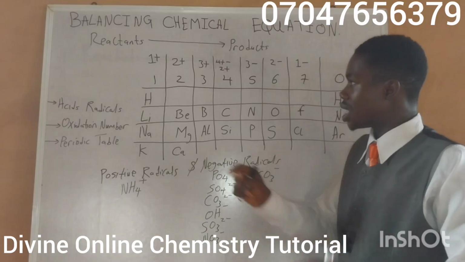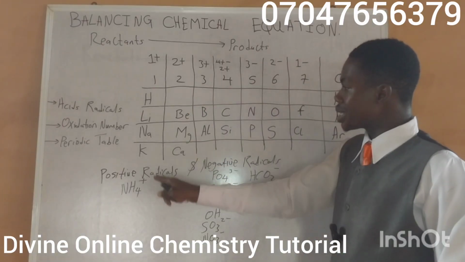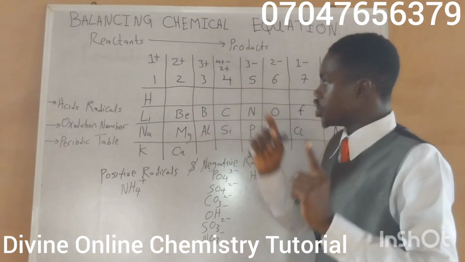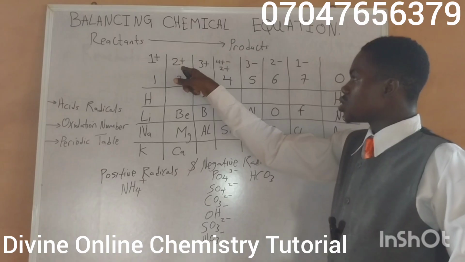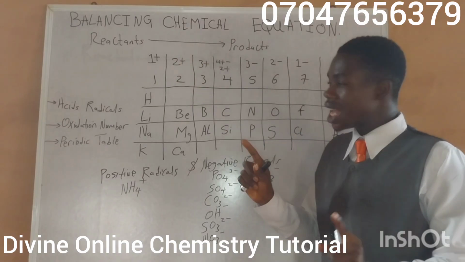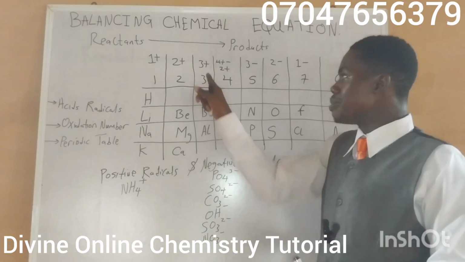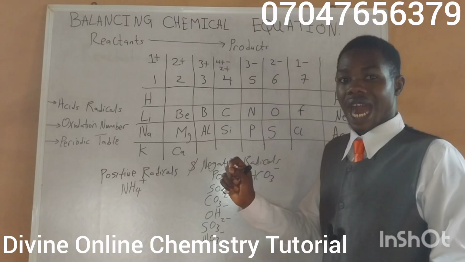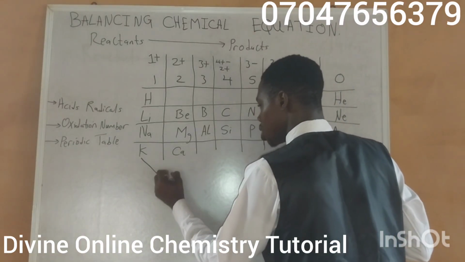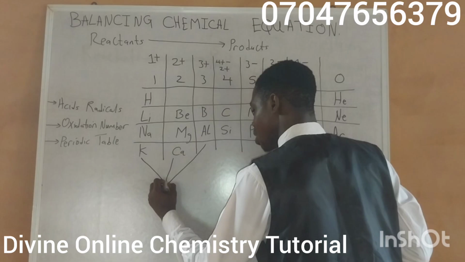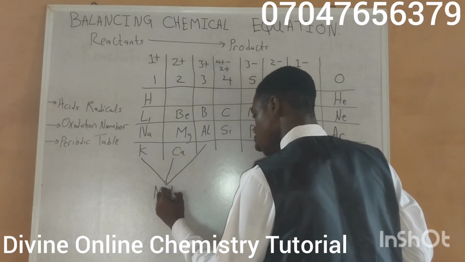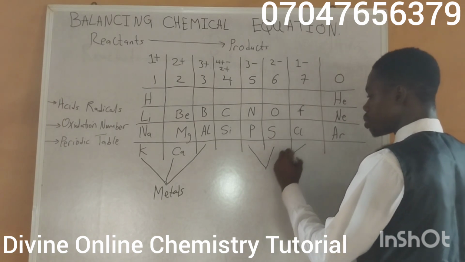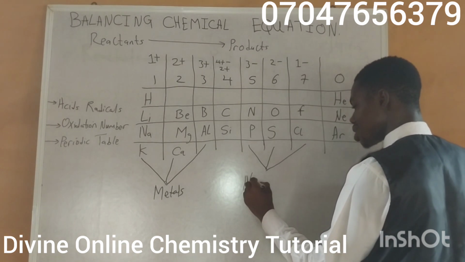But please also take note of this. Please take note that the oxidation number of group 1 elements is 1 plus, because they have 1 electron in their atomic shell. So please take note of this. Now, what about group 2? The oxidation number of group 2 is 2 plus, because they have 2 electrons in their atomic shell. Same as group 3. And please take note that all elements in group 1, group 2, and group 3 are referred to as metals. While all elements in group 5, group 6, and group 7 are known as non-metals.